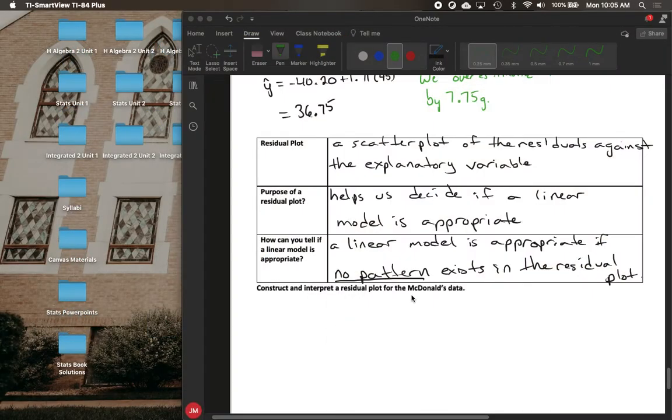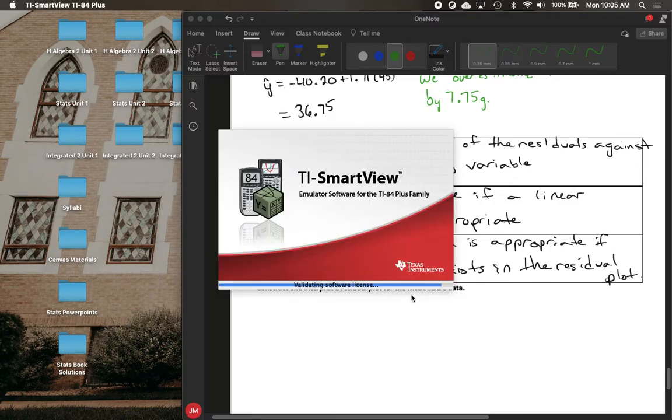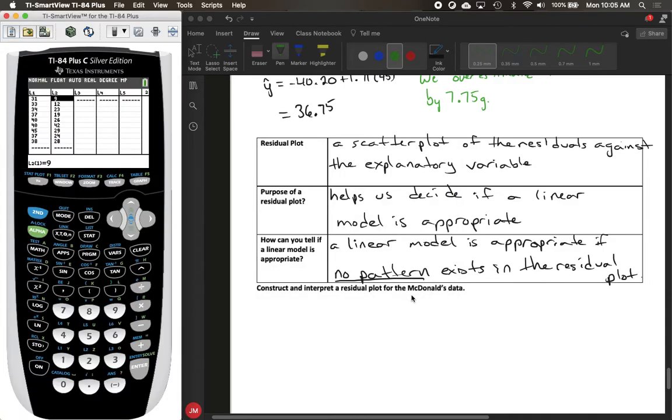All right. So the purpose of a residual plot, why are we talking about it in the first place, is that it helps us to decide if a linear model is going to be appropriate or not. So we can use a residual plot to decide if a linear model would fit the data or if it's not quite appropriate. Now, how can you tell if a linear model is appropriate? Well, we can tell that a linear model is appropriate if there's no pattern which is visible in the residual plot. So let's go ahead and do that for our McDonald's data.